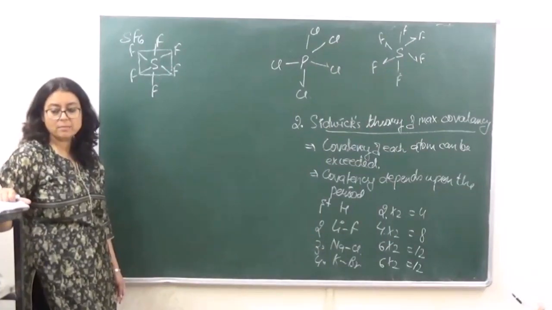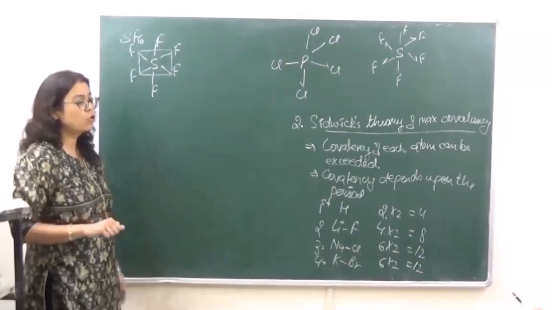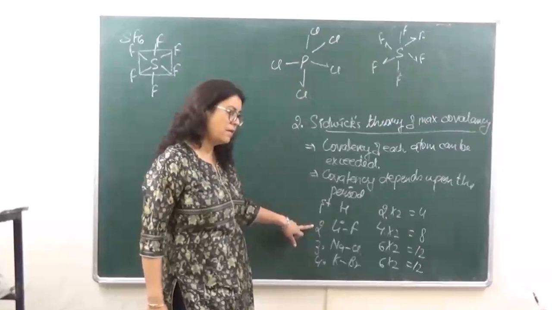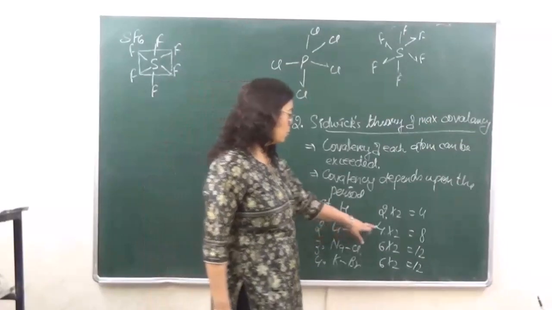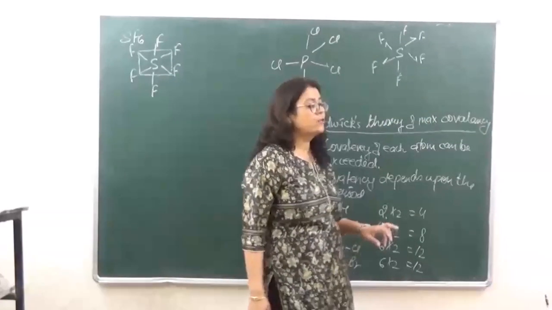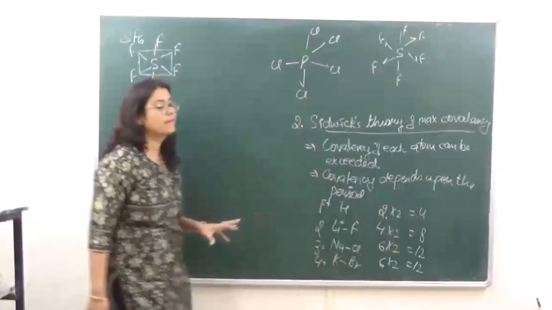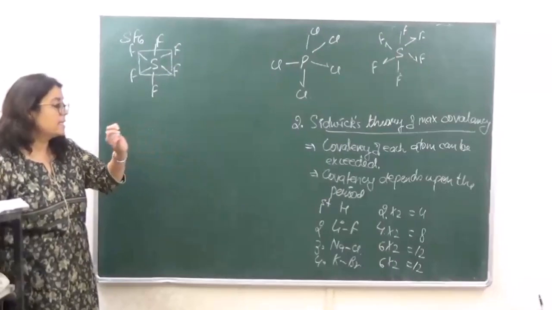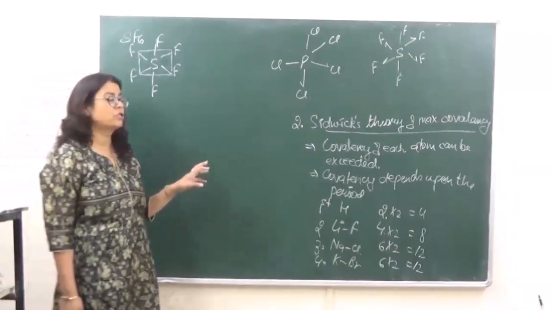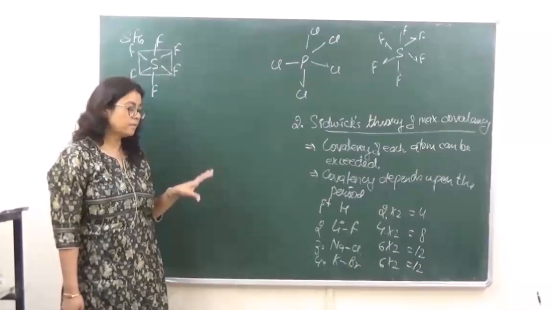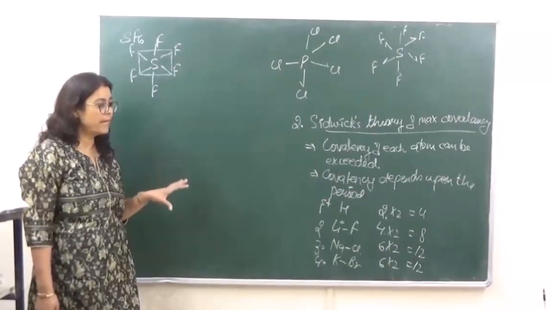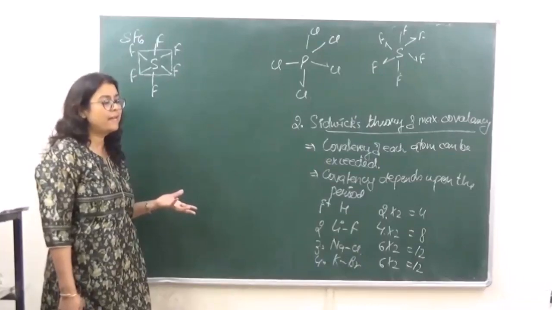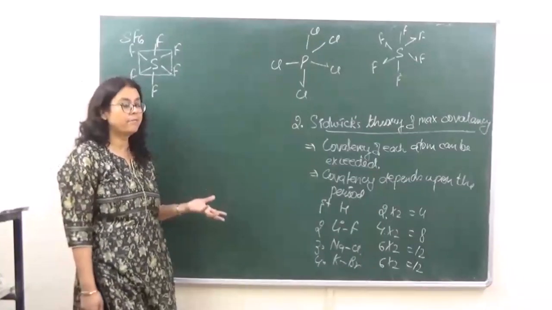So this explains why nitrogen cannot form NCl5 and NF5. Nitrogen will belong to the second period. So the maximum covalency of nitrogen is going to be 4. This theory explains the fact that the maximum covalency of nitrogen has to be 4, and the number of electrons has to be 8. It cannot exceed 4, so it cannot form NCl5 and NF5.